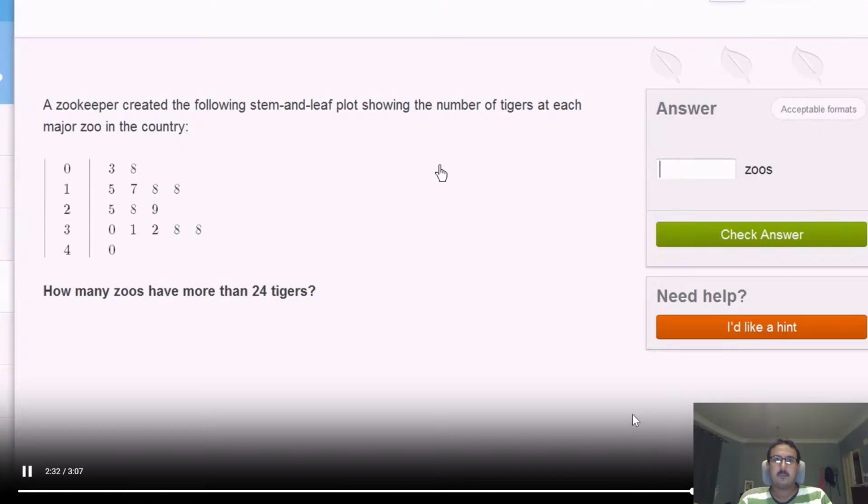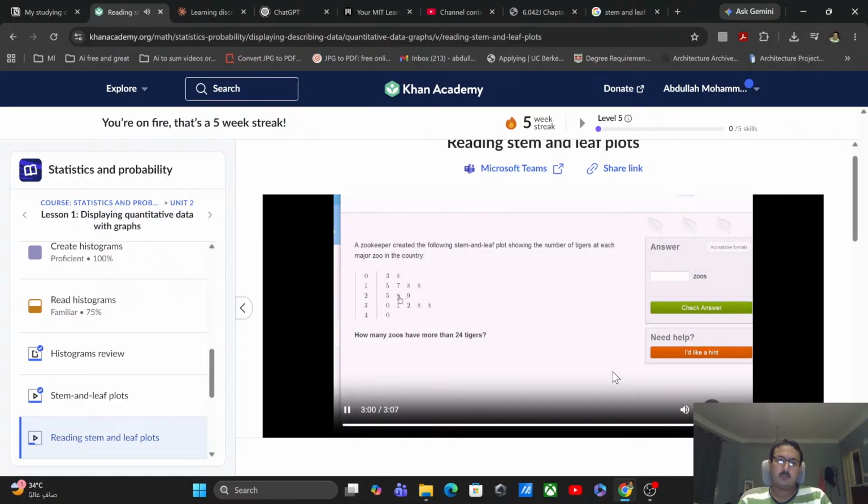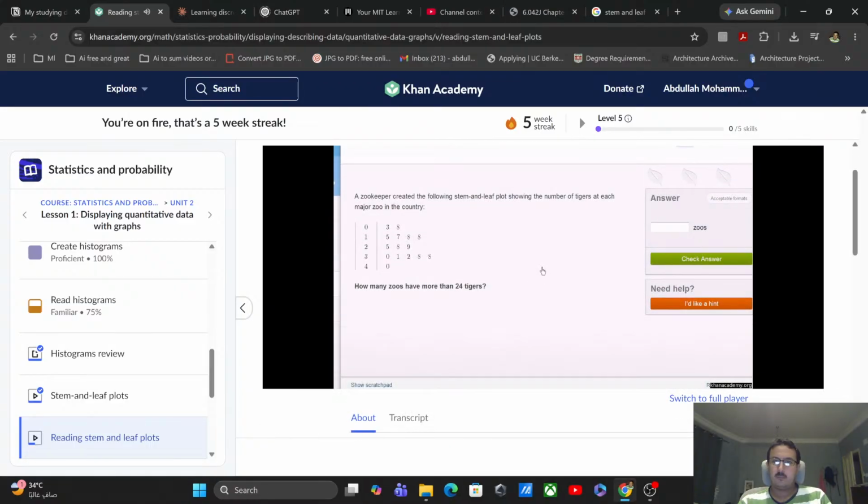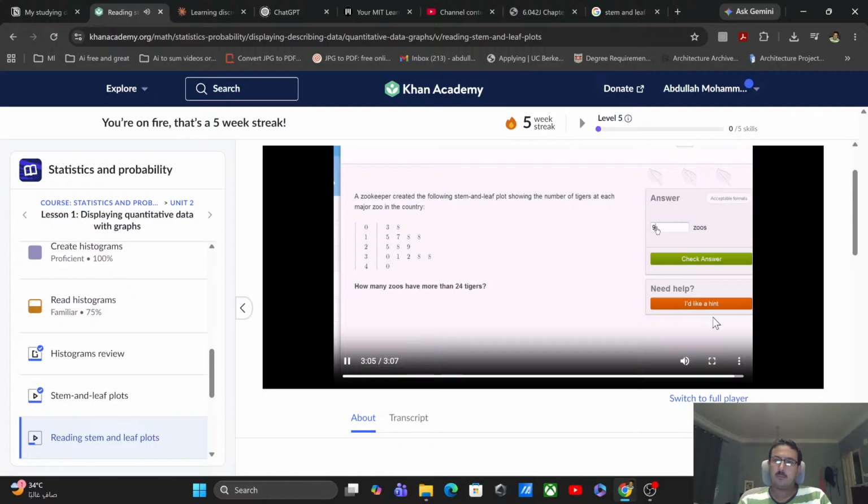A zookeeper created the following stem and leaf plot showing the number of tigers at each major zoo in the country. How many zoos have more than 24 tigers? So we can ignore the zeros and the teens, and we get into the 20s. This is 25, so that meets the criteria. And then you go to 28, 29. So all of these in the 30s, and all of these right over here. This 30, this doesn't mean 0 tigers. This is 30 tigers. This is 4, 5, 6, 7, 8, 9. 9 zoos have more than 24 tigers. 9 zoos, and we're done.